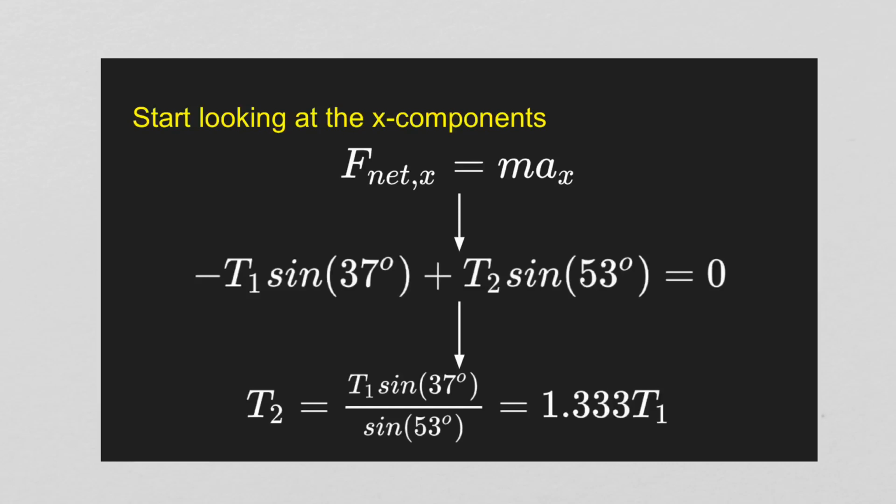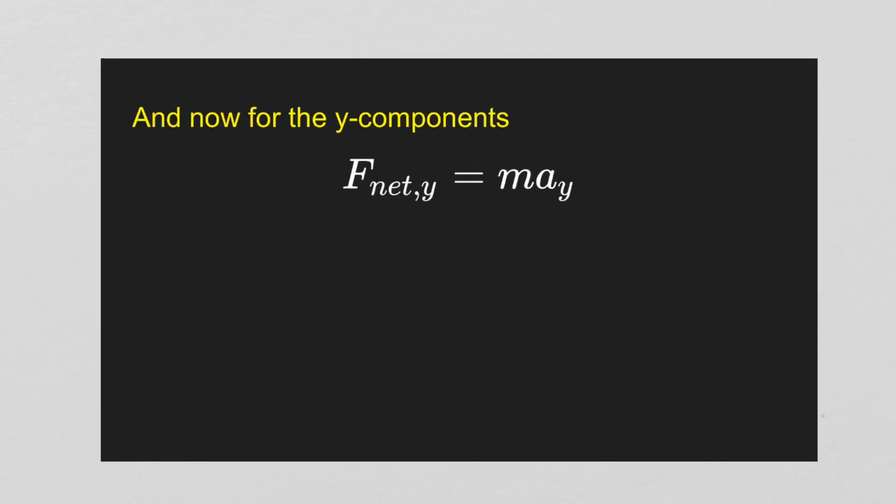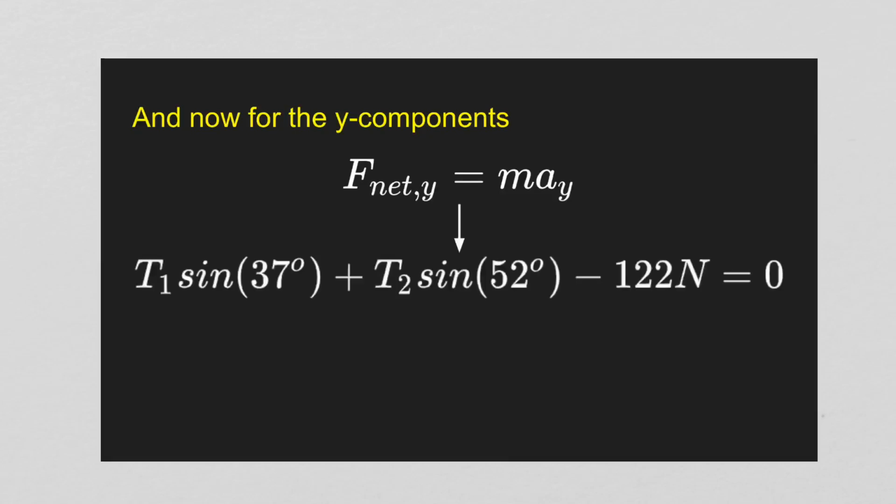After that little brief announcement, we're going to go back, and then we're going to solve, and I get T2 is equal to 1.33 T1. Well, that covers one equation. Let's look at y and figure out the rest. So if I look at this, I've got T1 sine 37 plus T2 sine 53 degrees minus 122 newtons equals 0.